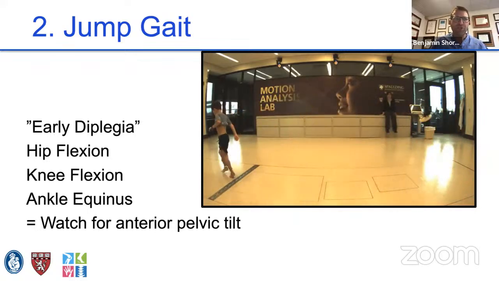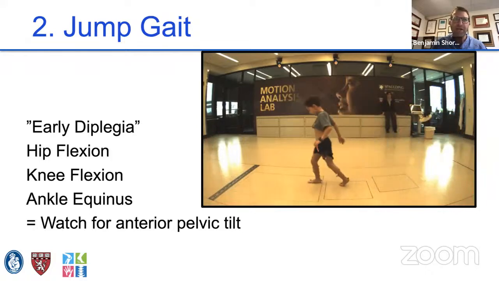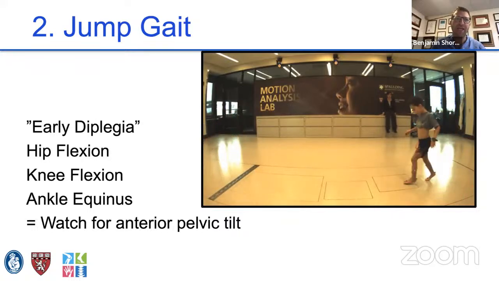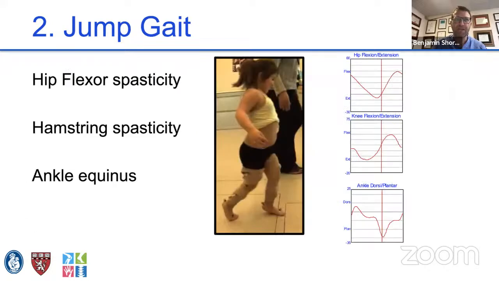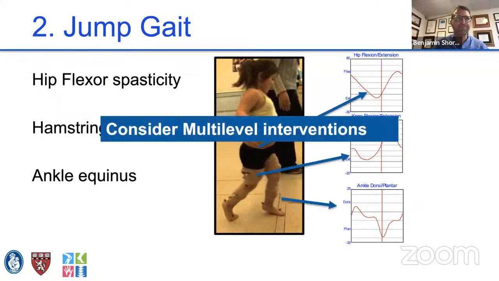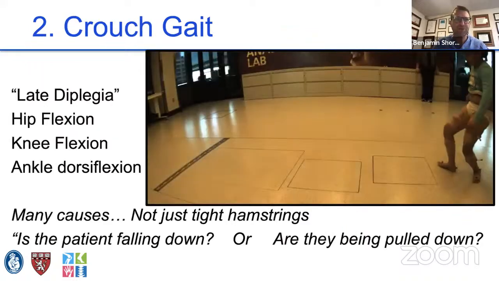As I said before, jump gait is really what I would characterize as early diplegia. You have spasticity in the hips, at the hip flexors, the hamstrings, and the ankles. You can see in this child, he's kind of bouncing down the hallway with anterior pelvic tilt. And so you're looking for concomitant spasticity at the hip flexors, the hamstrings, as well as the ankles. And often we consider some degree of multi-level intervention, whether it's multi-level tone management or multi-level surgery.